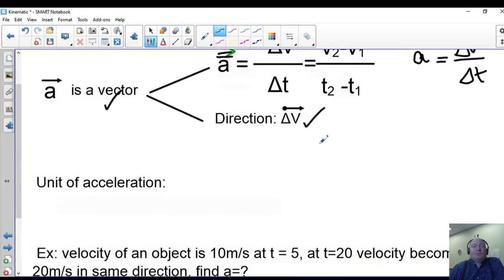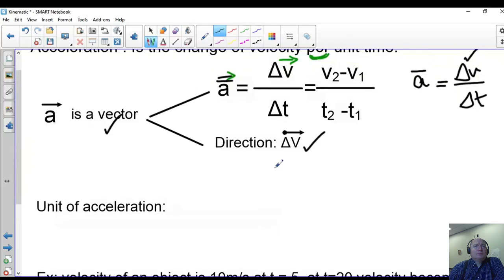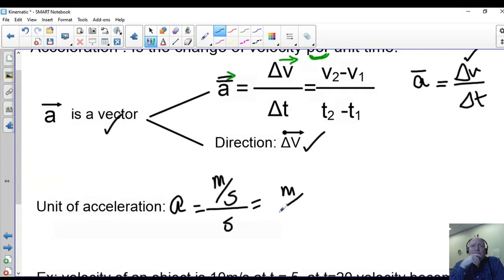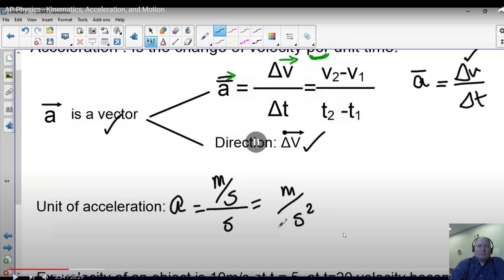What is the unit of acceleration? So you use the formula always to find the unit for every quantity in physics. So a equals velocity minus velocity, which is velocity. What is the unit for velocity? Meter per second. Then the denominator is time, so it is second. So meter per second over second, meter per second squared.